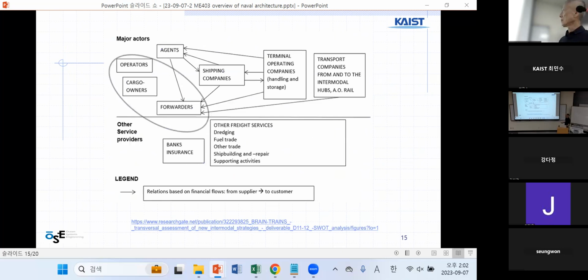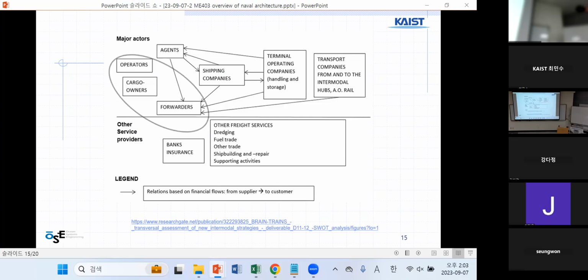Once again, shipping and ship owning is not simple because it is big money, big operation. I explained that one day of delay of a 20,000 TEU container ship in a port can cost tens of thousands of dollars per day. That's why the organizational structure is complicated.